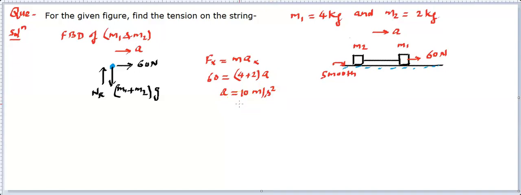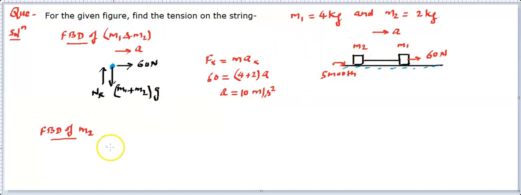That means the entire system is moving with this acceleration. Right, and since we need to find the tension, we can go for another FBD now. So let's say we draw the free body diagram of M2. That means we want to see this M2 separately. Why are we doing so? Because in the previous FBD, we were not able to write the tension because tension becomes an internal force. So we need to consider such an FBD so that this tension becomes an external force. This is how the thinking goes.